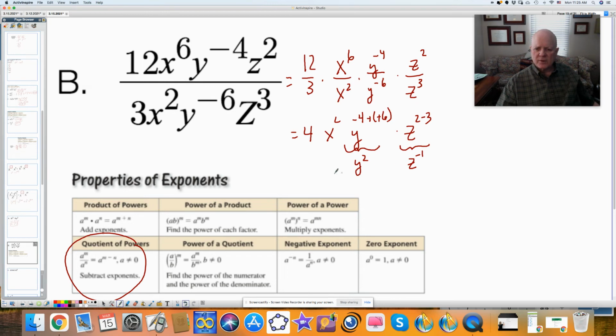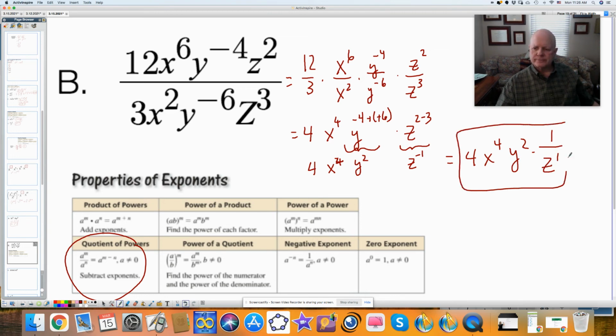So I need to get rid of the negative exponent. This should be 4. I don't know why my 4 doesn't come in. So I get 4x to the 4th y squared times 1 over z to the 1 if you want to write it that way.